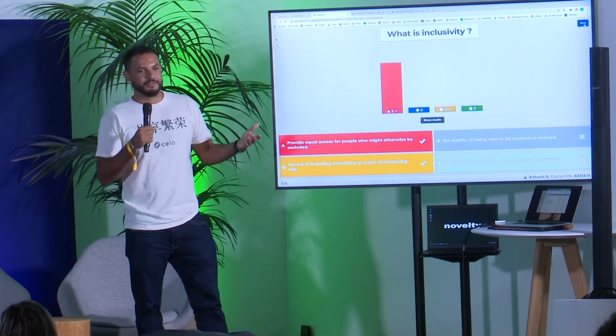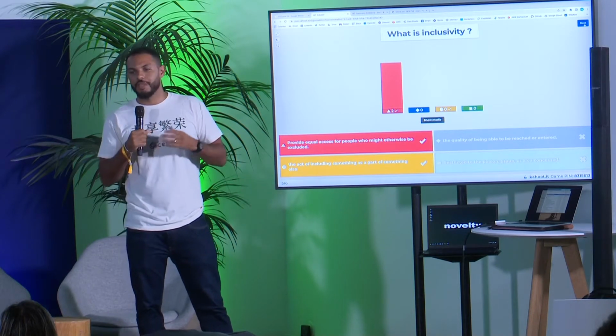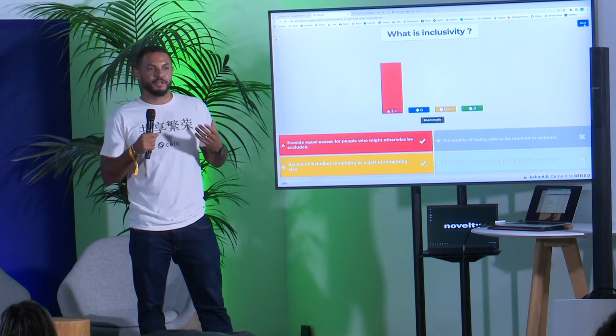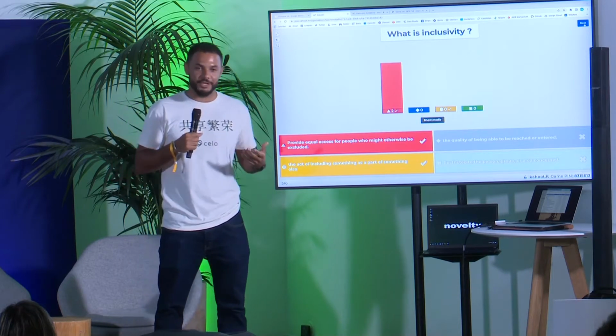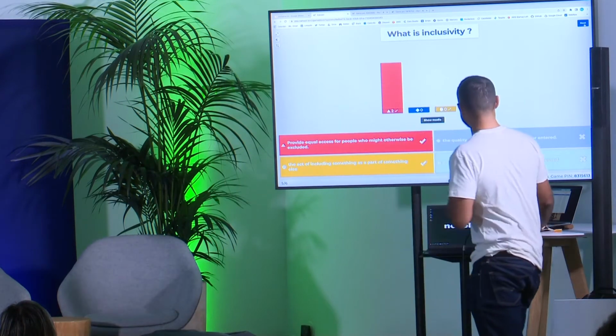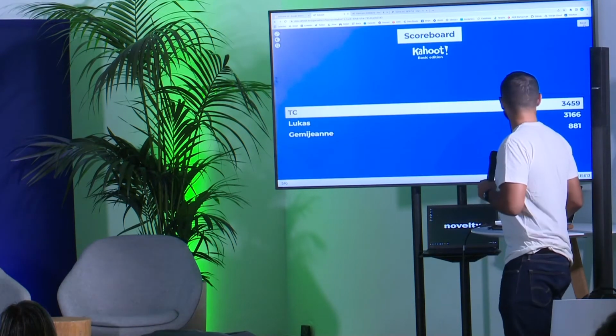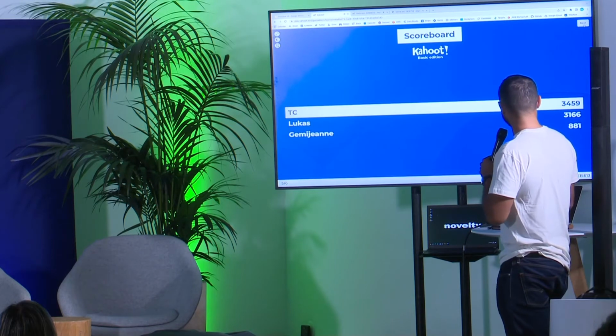Celo is another perfect example of this. Financial inclusion. The unbanked, this is giving them a feeling of being banked, being financially empowered. These are simple examples of inclusivity. Okay. TC still winning.